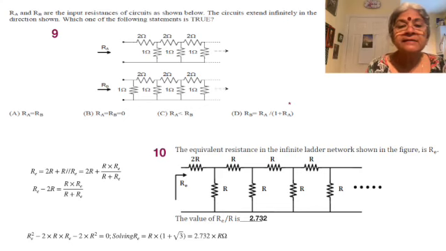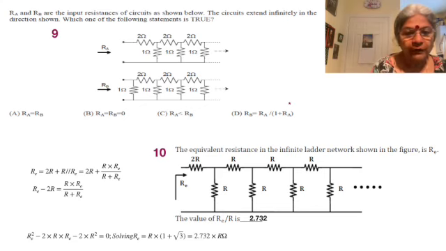The equivalent resistance in the infinite ladder network in the figure is RE. So we have to find out the value of RE by R, which means a numerical value has to be found out. So let's look at how it is derived. Later on you can do it directly without derivation. Here we set RE equal to 2R plus the rest, 2R plus R parallel RE, because the rest is going to be RE. So R parallel RE is talking about the resistance structure that comes later on.